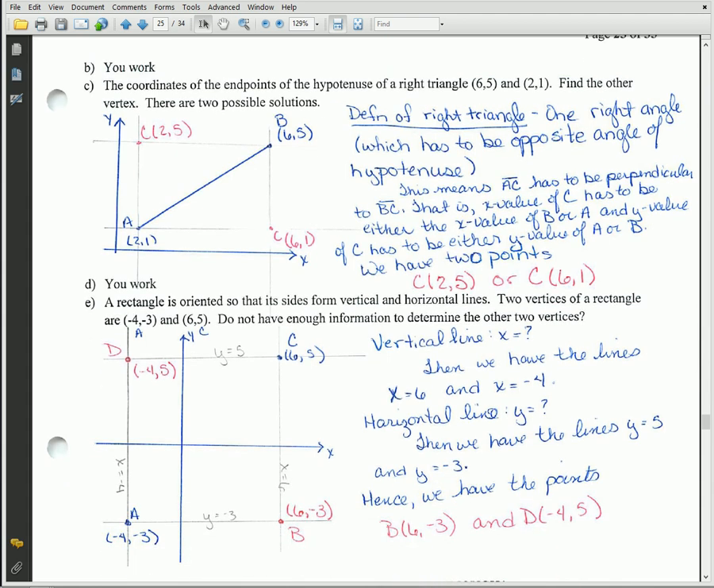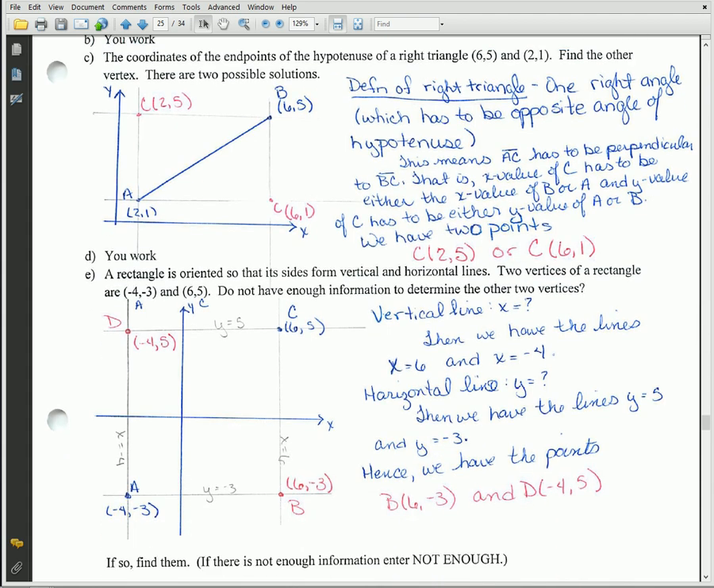Part B is for you to work. Part C, we're going to do. The coordinates of the endpoints of the hypotenuse of a right triangle are (6, 5) and (2, 1). Find the other vertex. Well, it's a right triangle, so think about AB as being the diagonal of a rectangle.